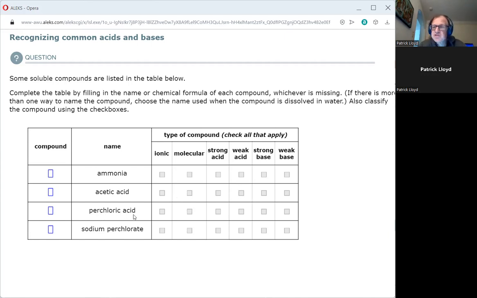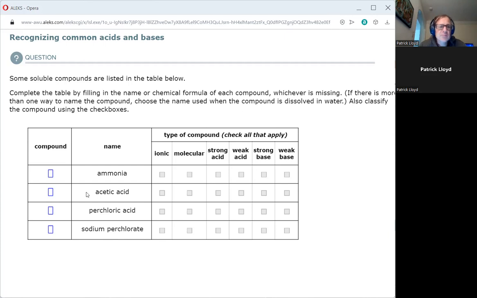Perchloric acid, well, that's HClO4. Again, it's an acid, so it's a molecular compound, but it happens to be one of the strong acids. Sodium perchlorate, now that's an interesting one. Sodium perchlorate, NaClO4, is not an acid or a base. It doesn't produce any hydroxide. There's no nitrogen to react with water. It doesn't have the hydrogen to give off. So it's not an acid or a base. In fact, it's a metal with a nonmetal, and metals with nonmetals are ionic compounds. Okay, so that's our first look at how to classify things.